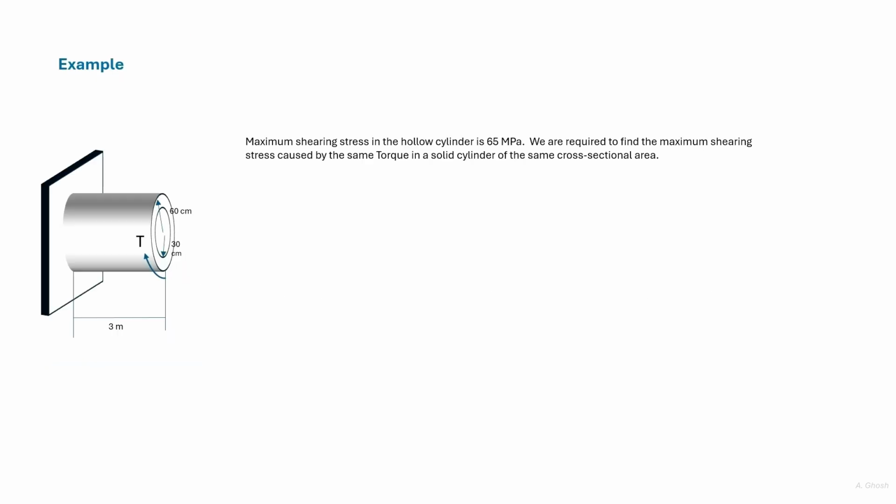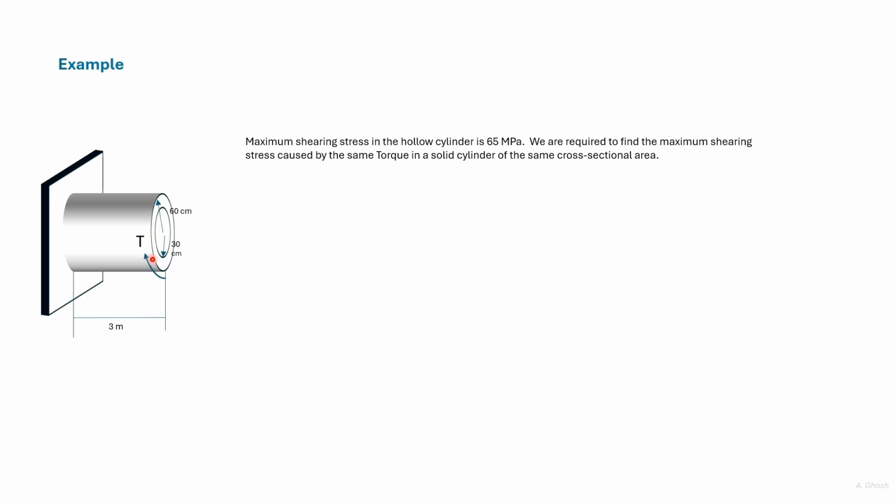Here we look at an example involving torque and circular members. So this is a hollow circular member with the dimensions given. The maximum stress acting on it is given. The torque is not given. We are asked to find the maximum stress acting on a solid bar, which has the same volume as this hollow bar, and on which the same torque is being applied.